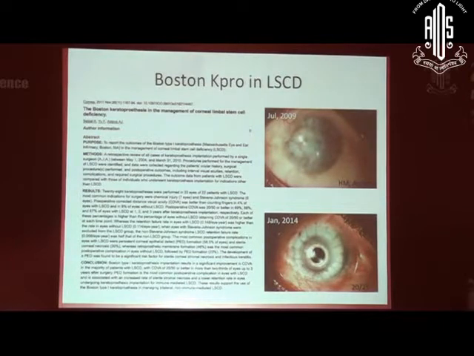So, Boston Kpro with limbal stem cell deficiency. This is one of Tony's papers. What is important here is to know that if you remove the Stevens-Johnson syndrome cases in the analysis, the retention rates actually become better than in non-LSCD patients, which is a very important thing. So Stevens-Johnson syndrome is not a good case to do a type 1 keratoprosthesis, especially if it's in the early part of your practice.